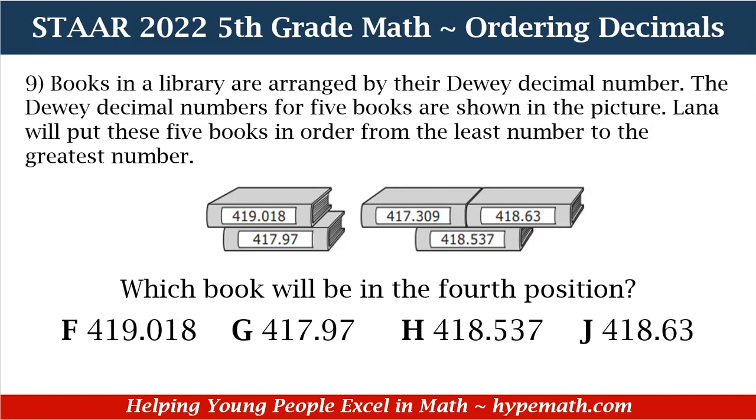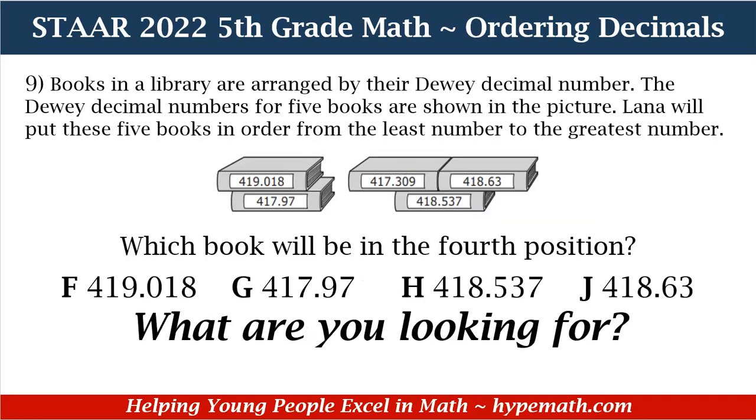Books in a library are arranged by their Dewey Decimal Number. The Dewey Decimal Numbers for 5 books are shown in the picture. Lena will put these 5 books in order from the least number to the greatest number. Which book will be in the 4th position? Is it F, 419.018, G, 417.97, H, 418.537, or J, 418.63? Okay, which of these numbers will be in the fourth place?